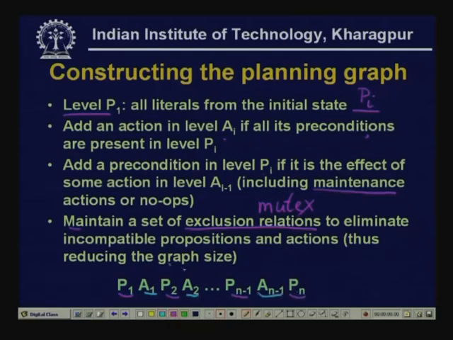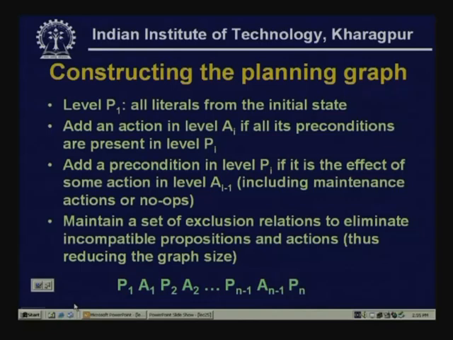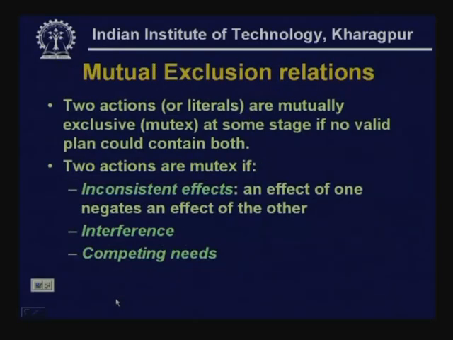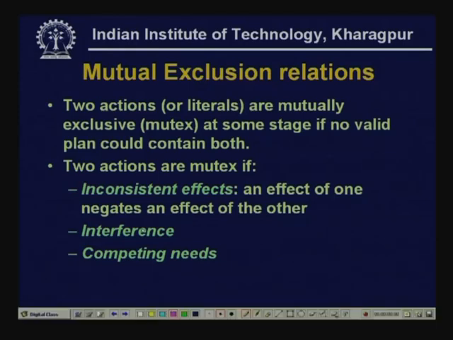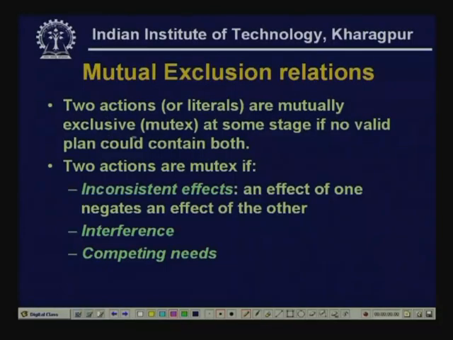Okay. So, this is a planning graph. Now, what would be the mutual exclusion relations that we will consider? We have mutex relations between two propositions. We also have mutex relations between two actions. Now, two actions are mutex at some stage if no valid plan could contain both.